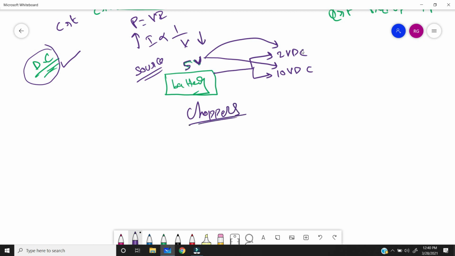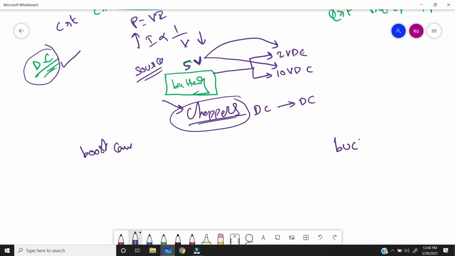That's why we need to discover a new device, that is nothing but the choppers. Okay. Here choppers can convert fixed DC to variable DC. Okay. That is nothing but the choppers. Like transformers, in choppers also we have two types of choppers. That is nothing but the boost converters and the buck converters. This name indicates boost, depending on voltage only. Okay. Depending on voltage only. If you want to increase 12 volts to 24 volts, that is known as a boost converter, because here we are boosting the voltage, meaning we are increasing the voltage. That's why this name indicates boost converter.